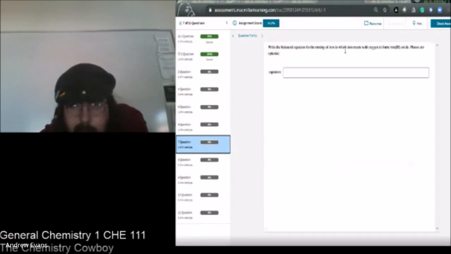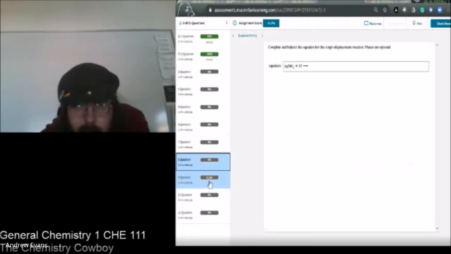Write a balanced equation for rusting of iron, in which iron reacts with oxygen and forms iron oxide. So writing a chemical equation based on that. Balancing the single displacement: you have to first make the products and then balance it. Silver is +1, it would go to silver solid. Aluminum is solid, it would go to aluminum 3+. So you'd have to mix those together and figure that out.